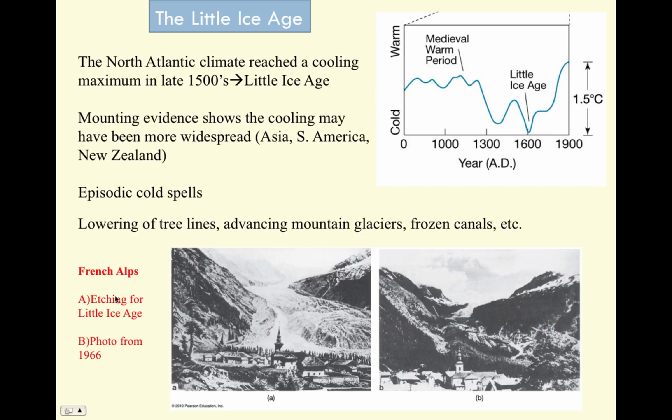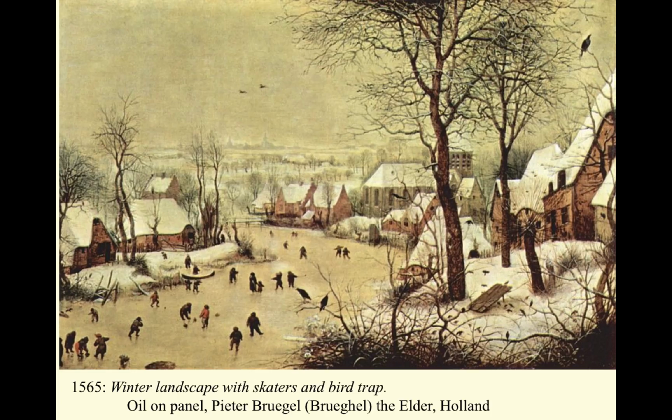Here's an etching from the Little Ice Age in the French Alps, showing an extensive glacier coming into town, and then a photo from 1966 where that glacier is well receded. And here's a painting from 1565 from the Dutch that shows a winter landscape with skaters along a canal, and those canals are certainly not frozen these days, so unusual cold weather.